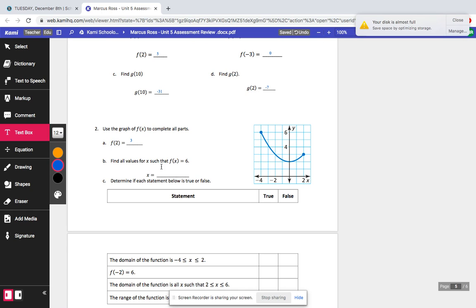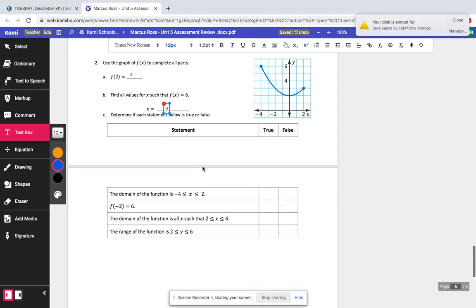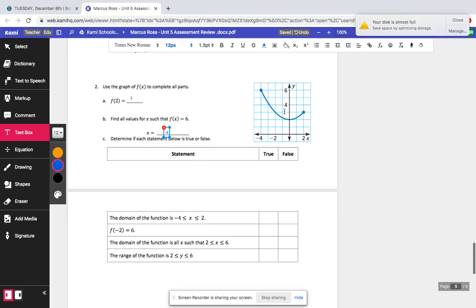Find all values for x such that f of x equals 6. So when f of x is y, is 6, what's x? So let's look at 6. X would be -4. Look where it's hitting. So when y is 6, x is -4. Let's scroll down and answer these questions using the same graph.